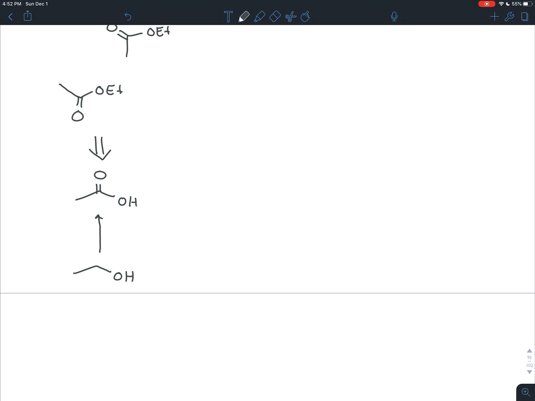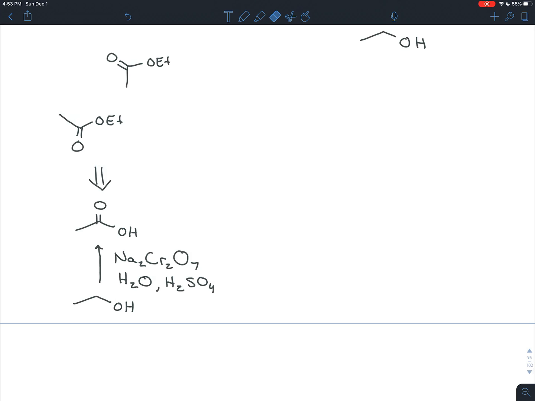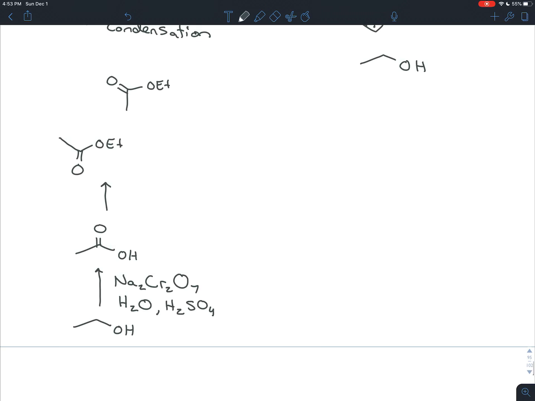Going in the actual direction, how can we go from ethanol to acetic acid? Well, we have one bond to a primary alcohol. We want to turn a primary alcohol into a carboxylic acid. We could use a strong oxidizing agent, like sodium dichromate, Na2Cr2O7, and water and sulfuric acid. Okay, how can we turn a carboxylic acid into ethyl ethanoate?